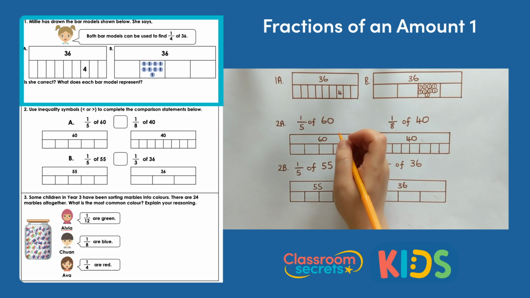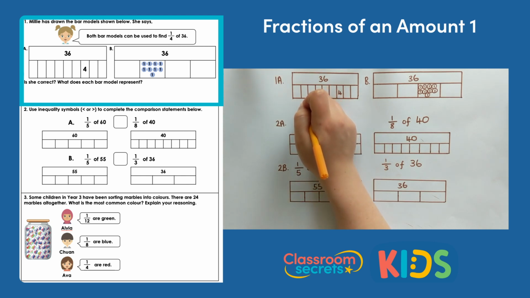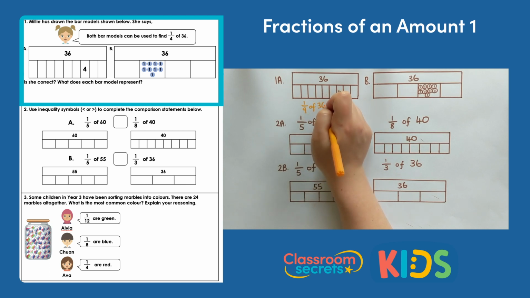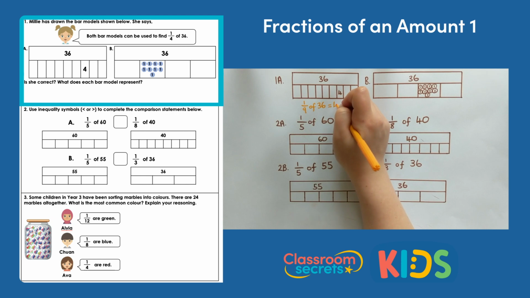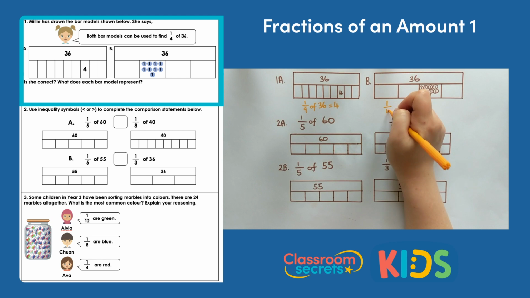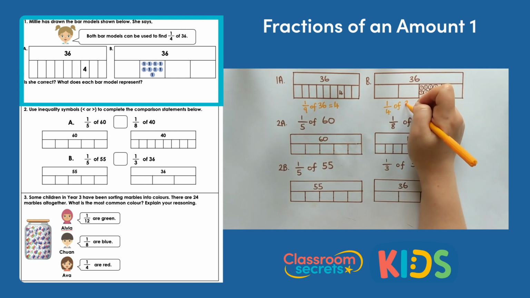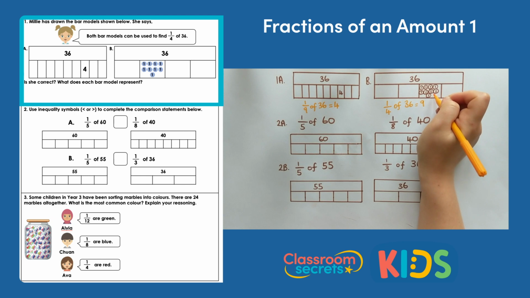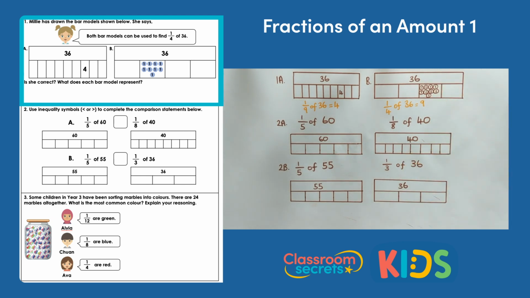This information tells us that this bar model could be used to find 1/9 of 36, which equals 4, as shown above, whilst this bar model here can be used to find 1/4 of 36, which equals 9, as shown by the counters in this part. Therefore, the answer to this question is that Millie is incorrect, because this bar model here cannot be used to find 1/4, because it has been split into 9 equal parts.